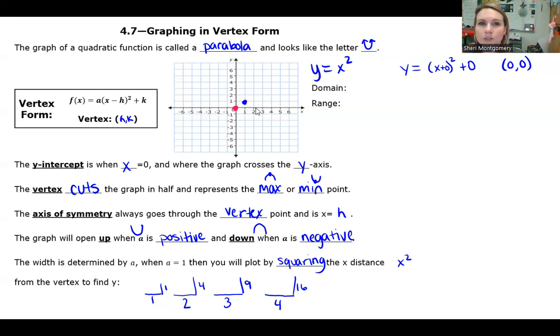I'm going to go over 2. What's 2 times 2? So I go up 4. If I go over 3, what's 3 times 3? 9. So that's off the graph, but it would be, I don't know, like here. I'm going to use symmetry to draw the other side. I'm going to connect the dots. It's a curve, so don't make it like a V. It's a curve. So you want to have it kind of smoothed out at the vertex. It's not a V, it's a U.